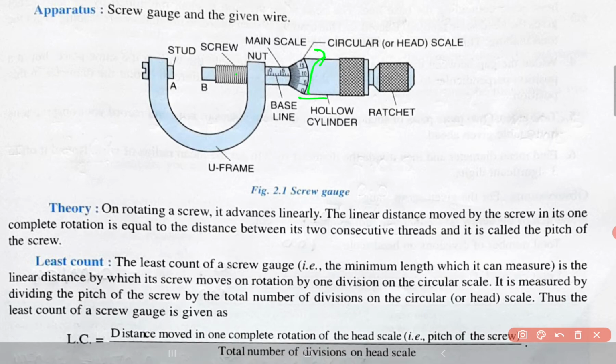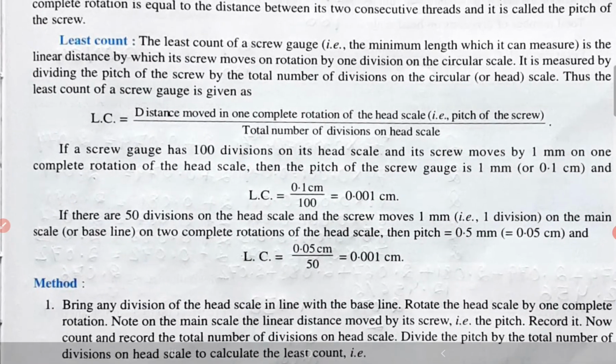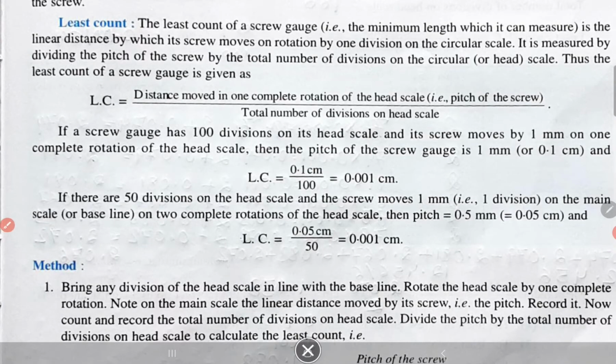And then we are supposed to find the least count. As you all know, the least count is the minimum length which the screw gauge can measure, which can also be determined with this formula: least count equals the distance moved in one complete rotation, that is the pitch of the screw, divided by the number of divisions on the head scale. So, this formula clearly shows that the accuracy of the screw gauge can be increased by increasing the number of divisions on the head scale or the circular scale.